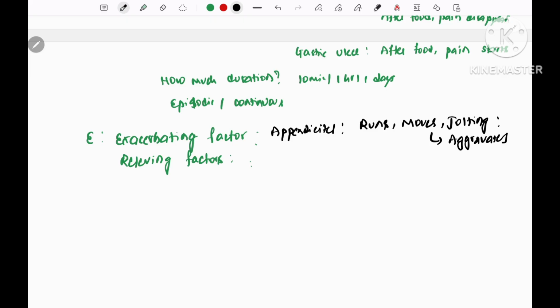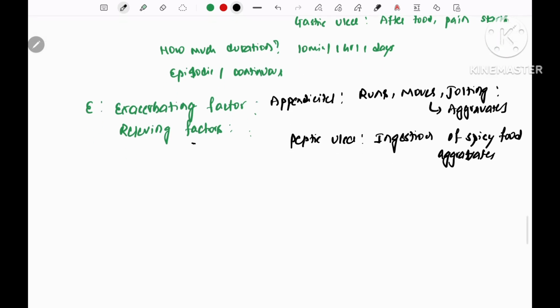And if there is peptic ulcer, then ingestion of spicy food aggravates. Ingestion of spicy food aggravates. So these are the exacerbating factors.